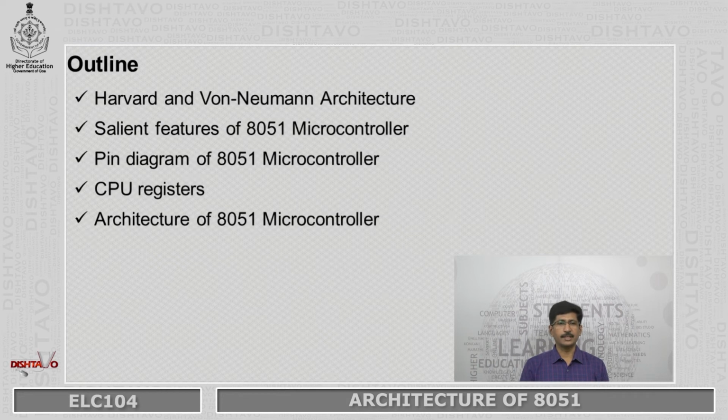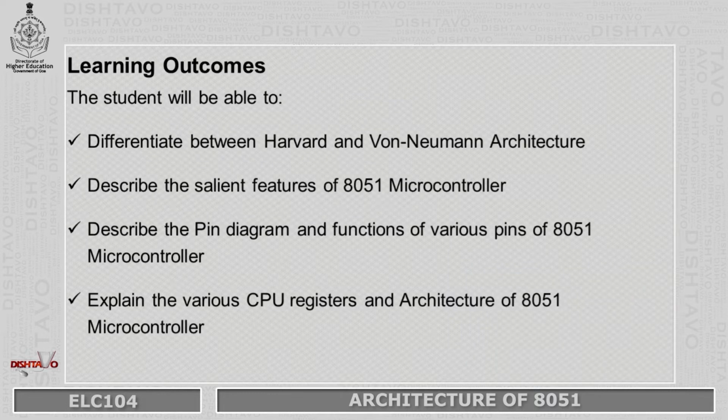What we are going to study in this is Harvard and von Neumann architecture, salient features of 8051 microcontroller, pin diagram of 8051 microcontroller, CPU registers, and architecture of 8051 microcontroller. After undergoing this particular module, the student will be able to differentiate between Harvard and von Neumann architecture, describe salient features of 8051 microcontroller, describe the pin diagram and functions of various pins of 8051 microcontroller, and explain the various CPU registers and architecture of 8051 microcontroller.